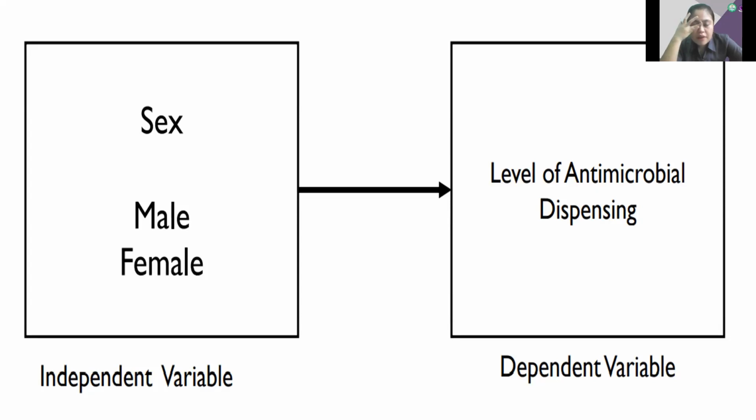The independent variable here will be the sex. So we have here the male and the female community pharmacist. And what we are looking into is the dependent variable. And let me just complete it. It's the level of awareness. Okay? Level of awareness on antimicrobial dispensing. Kasi baka naman mas knowledgeable pala or mas aware pala yung mga lalaki kaysa mga babae or the other way around.